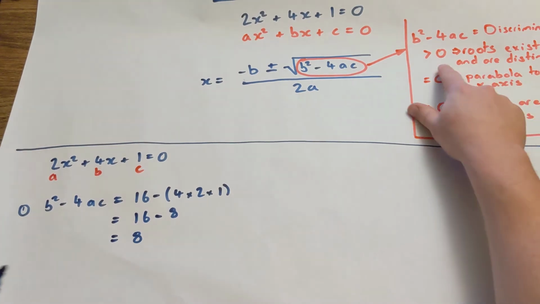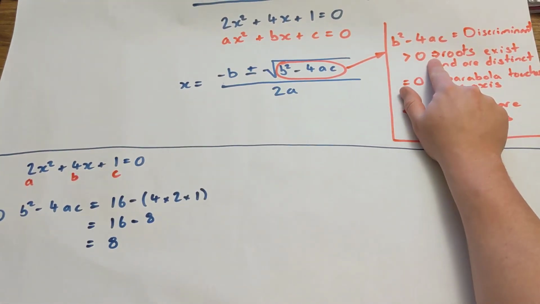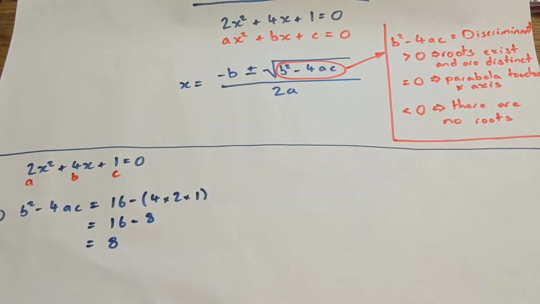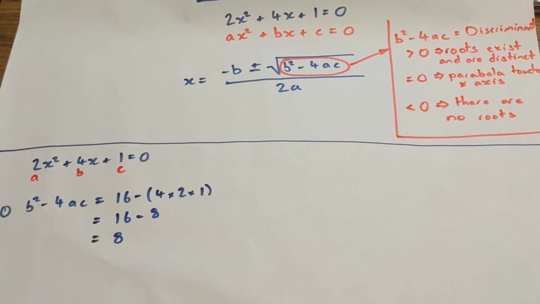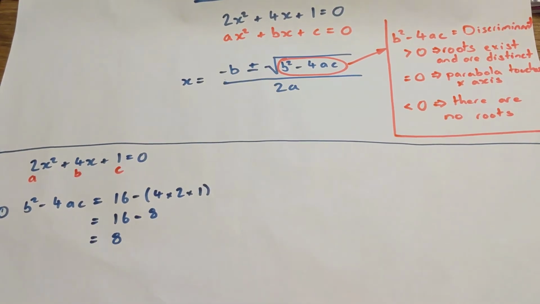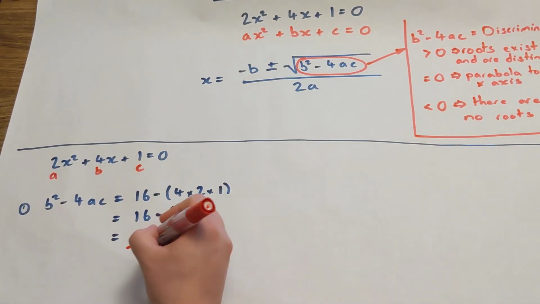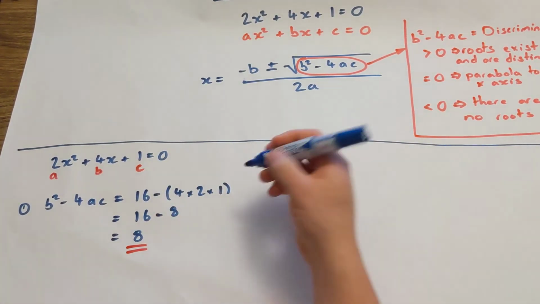And if we look back up here, that's greater than 0, so that means the roots exist and they are distinct from each other. So there are 2 separate roots here. Okay, so that's the first step worked out. Now let's go and work out what the roots are. We've worked out the discriminant, let's work out the roots.